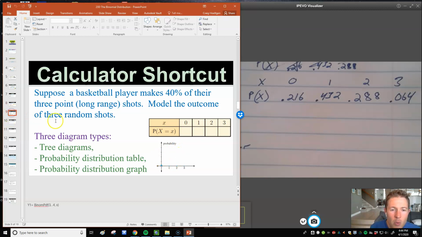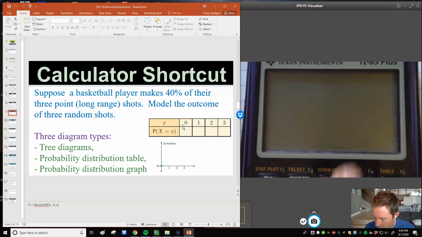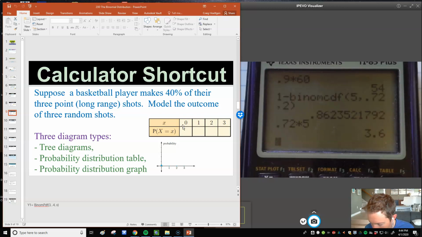Okay, but then I also want to remind you guys of the shortcuts for these. Your calculator will do a lot of this for you if you know how to ask it. Let me bring this back over here. Sorry, that's a little bit dusty. This is actually my calculator from high school, which is crazy.